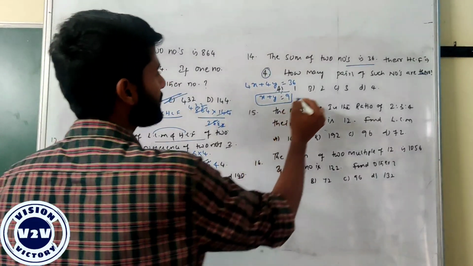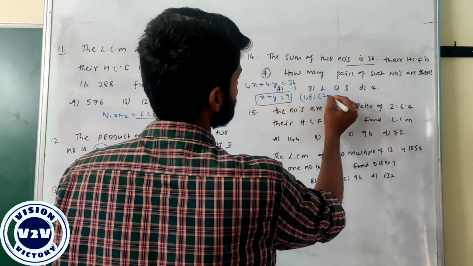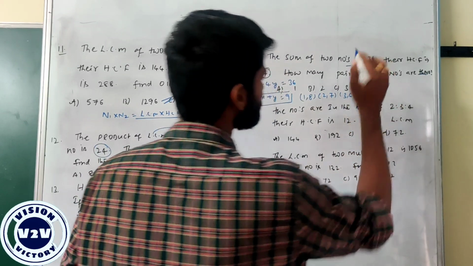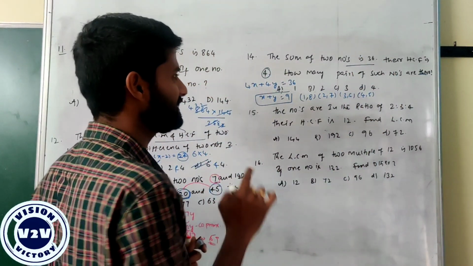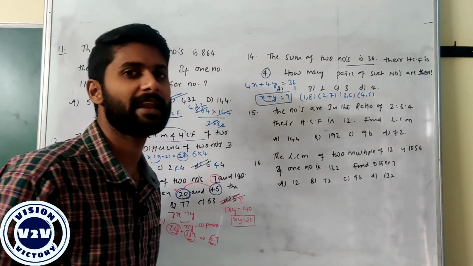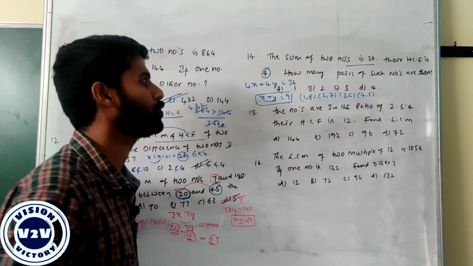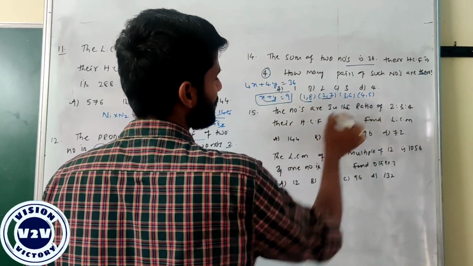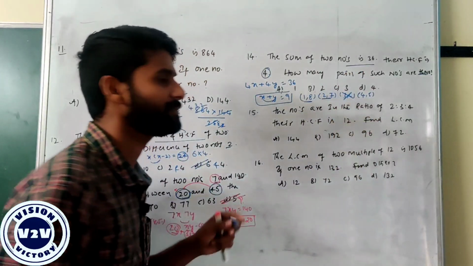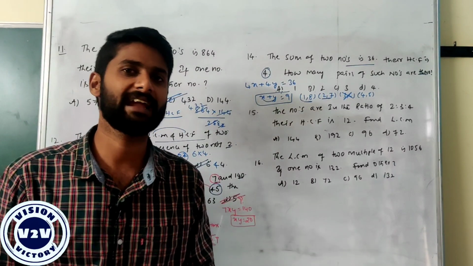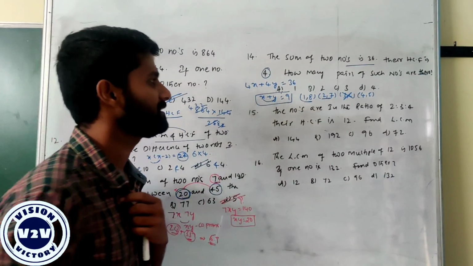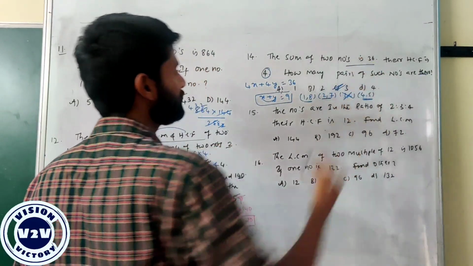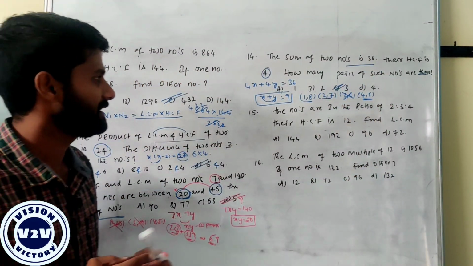Then the possible pairs are 1, 8; 2, 7; 3, 6; 4, 5. These are the 4 pairs. But see, x and y are always defined as co-prime. So 1, 8 is co-prime, 2, 7 is co-prime, but 3, 6 is not co-prime. Why? Because the highest common factor of 3 and 6 is 3 only. Then 4 and 5 is also co-prime. So the total number of possible pairs is 3 only. So option 3. Next one.